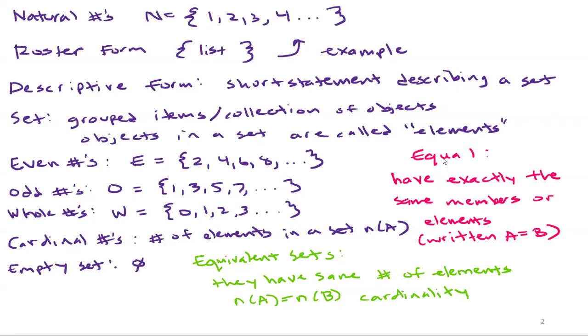All right, and then the last, again, we'll build on this term page as we go through the lecture, but these are the few we'll start with. The other one is the difference between equal and equivalent sets. So equal means they have exactly the same members or elements, written as A equals B. Equivalent sets means they have the same number of elements, represented by n of A is equal to n of B, cardinality. So again, we'll do some examples so we understand what the differences are between equal and equivalent sets.